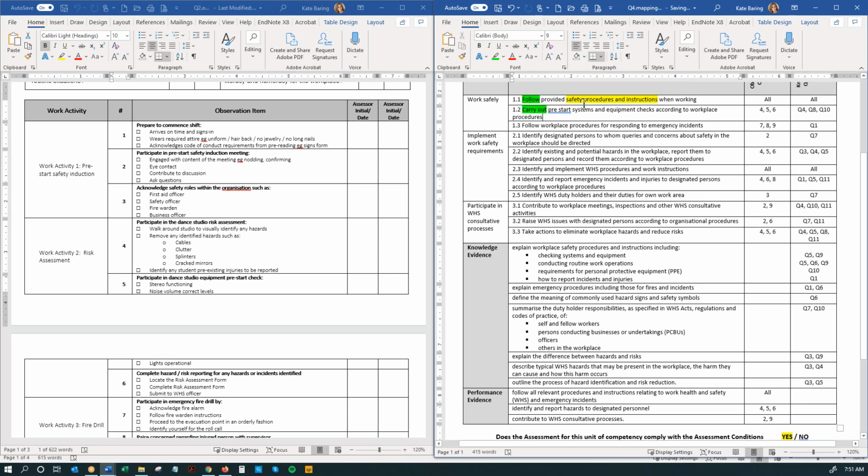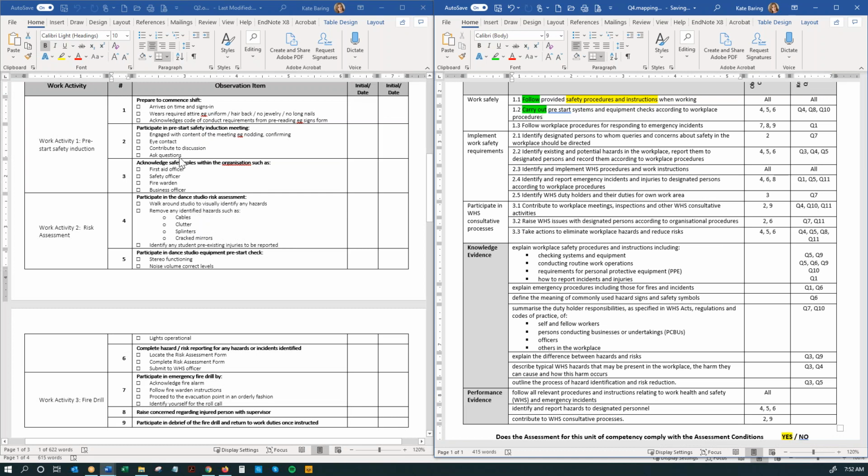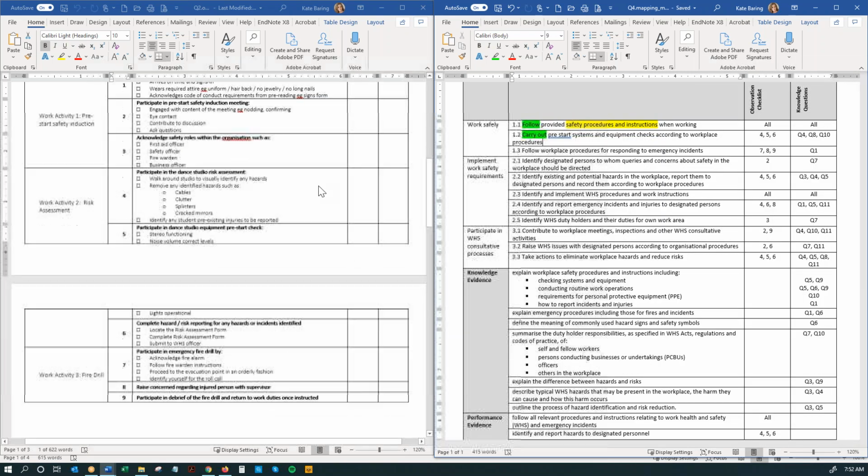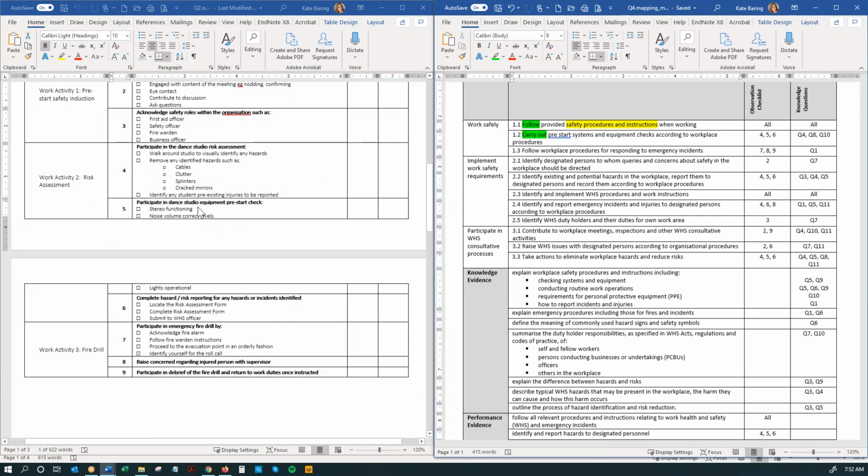So have they followed provided safety procedures and instructions? By doing all of these activities they have, because they've done their safety induction, they've done their risk assessment, and they've done their fire drill. Have they carried out pre-start systems and equipment checks? So in 4, 5 and 6, they're doing their risk assessment, they're looking at their dance studio equipment, and they're completing their risk and hazard report. So 4, 5 and 6 is showing us that someone can carry out that pre-start systems and equipment check according to the dance studio workplace procedures.